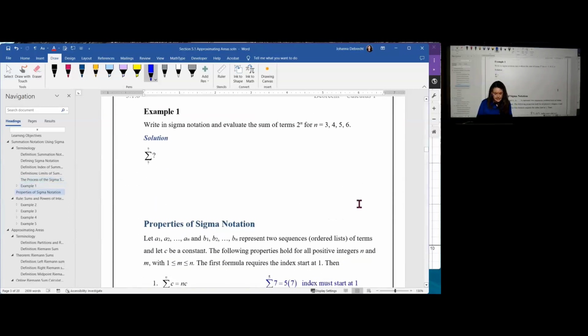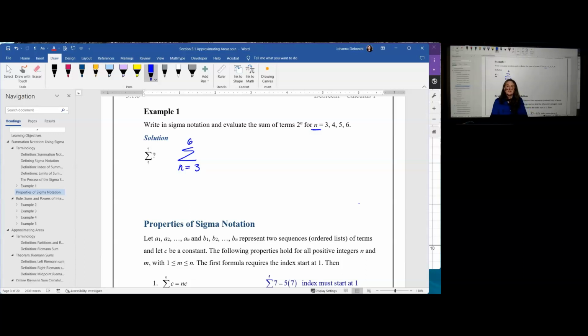Let's go ahead and write the sigma notation and evaluate the sum of terms 2 to the n for n between 3 and 6. We are going to always iterate by 1, so let's go ahead and figure out what index to use and what the lower and upper limits of summation must be. And then we can compute what the summand is. That's my best Greek letter, sigma. Since it said for n equal, we can stick with n. We want to start at 3, and we want to stop when we reach 6.